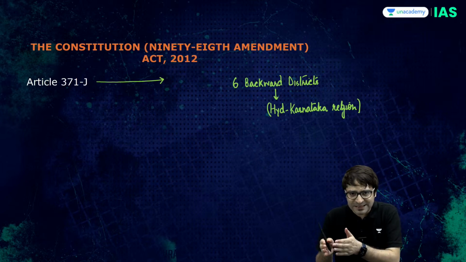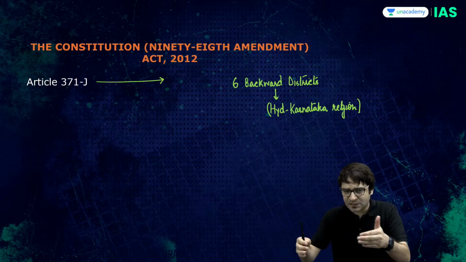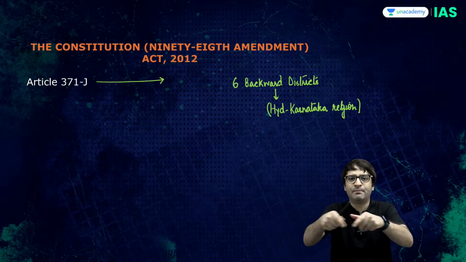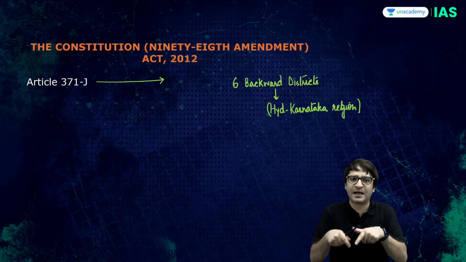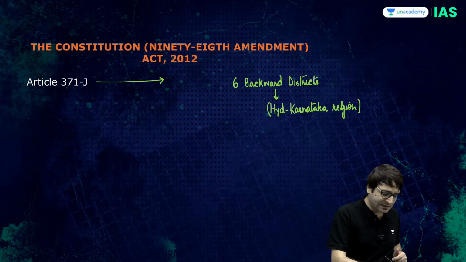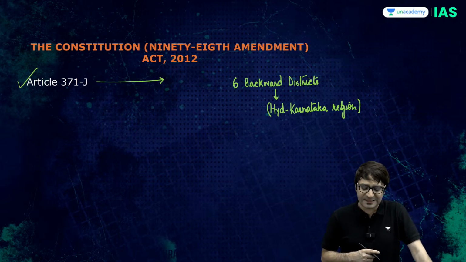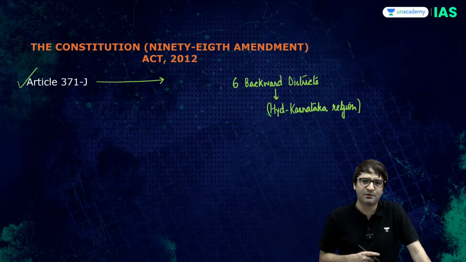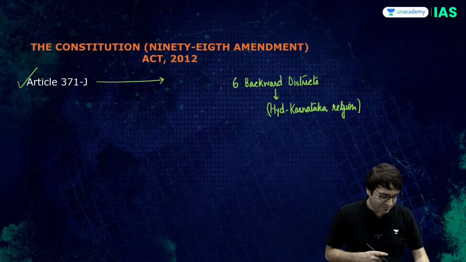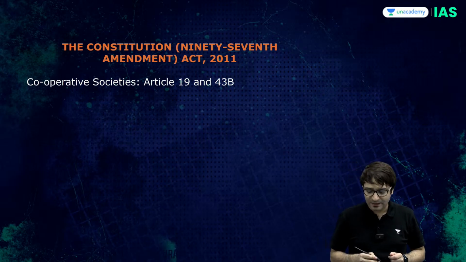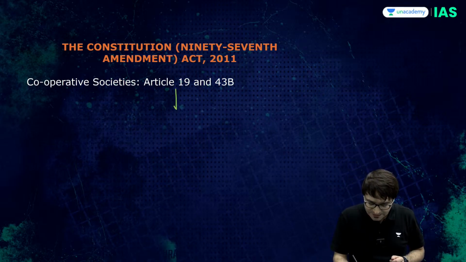If you are a resident or domicile of these 6 backward districts of the Hyderabad Karnataka region, you are eligible for government jobs in these regions. And for that, the Constitution was amended. Article 371J was inserted because of the 98th Constitutional Amendment Act. The year was 2012. Then the 97th Constitutional Amendment Act, which amended Article 19.